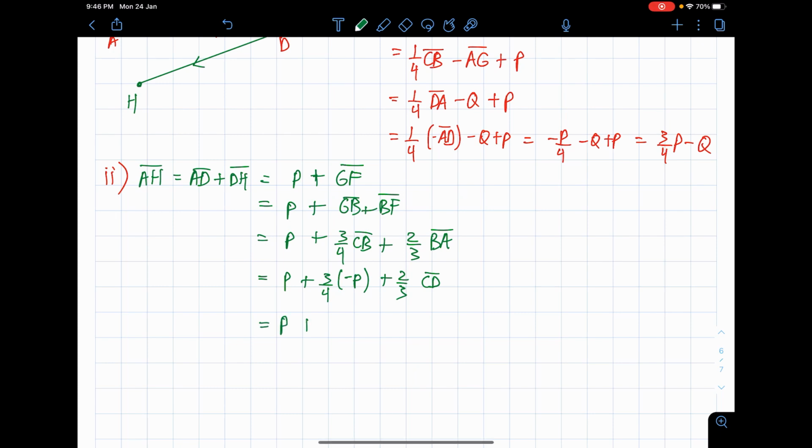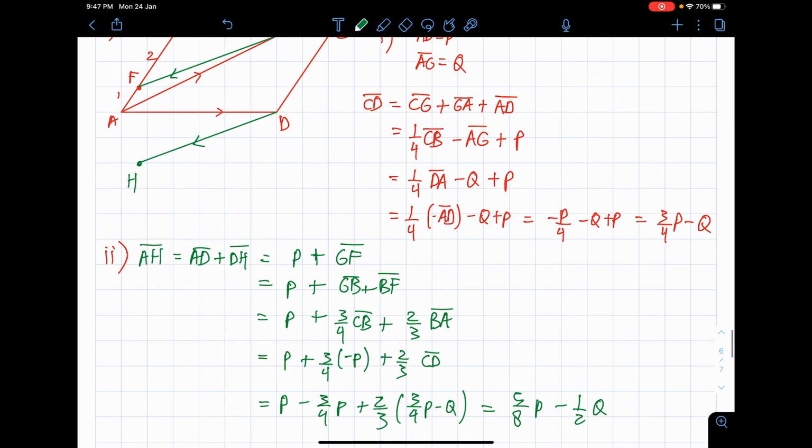So then I just need to copy, and then simplify all of this. You're going to get 5/8 P minus half of Q. Okay, that's quite a question, I guess. The picture, yeah.